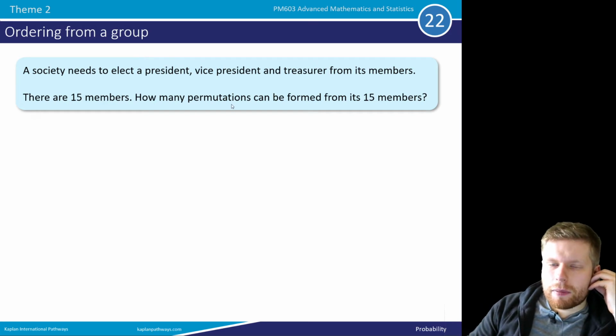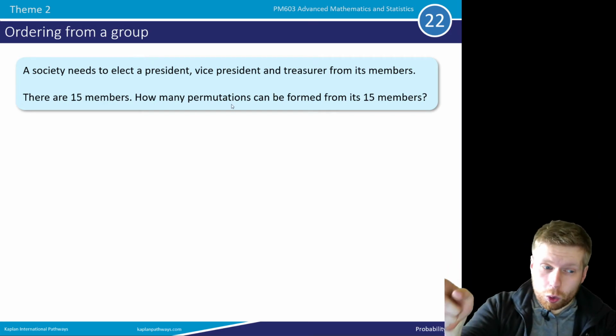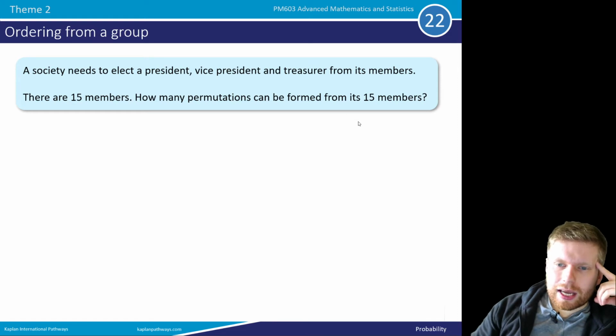Now my question is, how many permutations, remember permutation just means an order, how many different orderings can be formed from its 15 members? In other words, how many different ways can you fill these 3 positions from 15 different members?